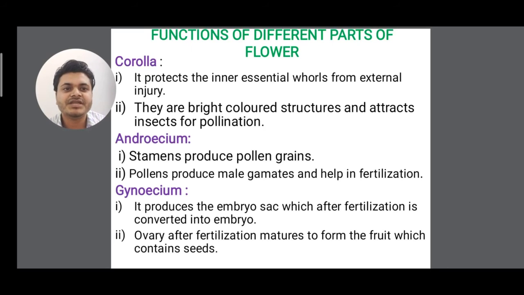Now what is gynoecium? It provides the embryo sac, which after fertilization is converted into embryo, and the ovary after fertilization matures to form fruit which contains seed.